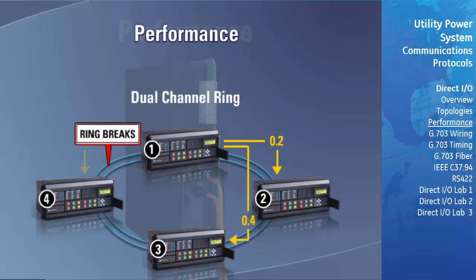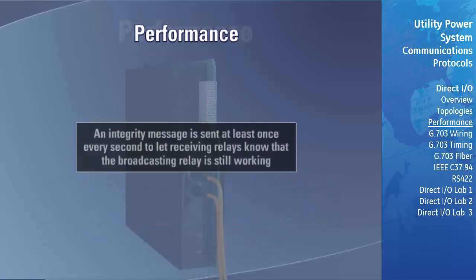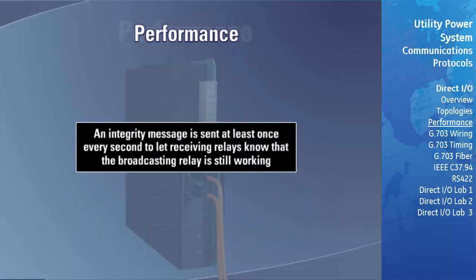If one of the rings breaks, for example between transmitter 2 of UR1 and receiver 2 of UR4, the expected delivery times match those of a single ring configuration. There is a drop in performance, but the dual ring allows communications to continue. As stated earlier, an integrity message is sent at least once every second to let receiving relays know that the broadcasting relay is still working, even if there is no state change.